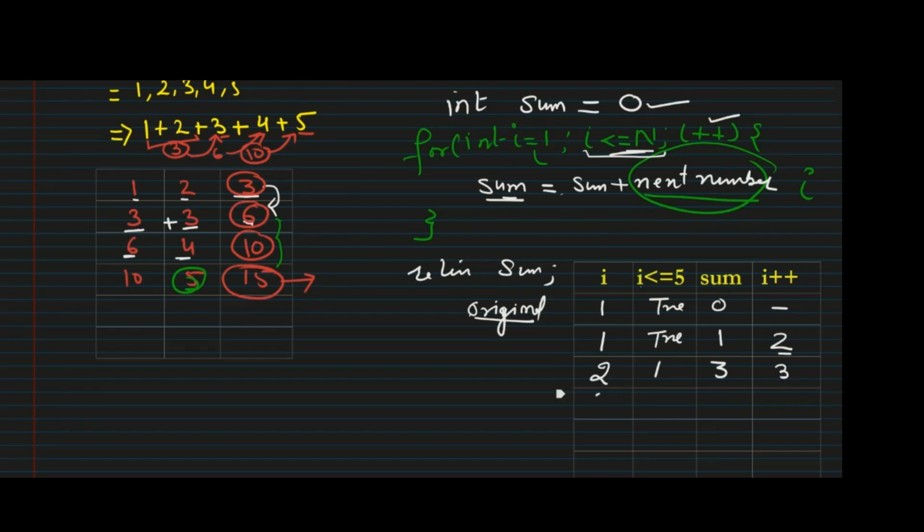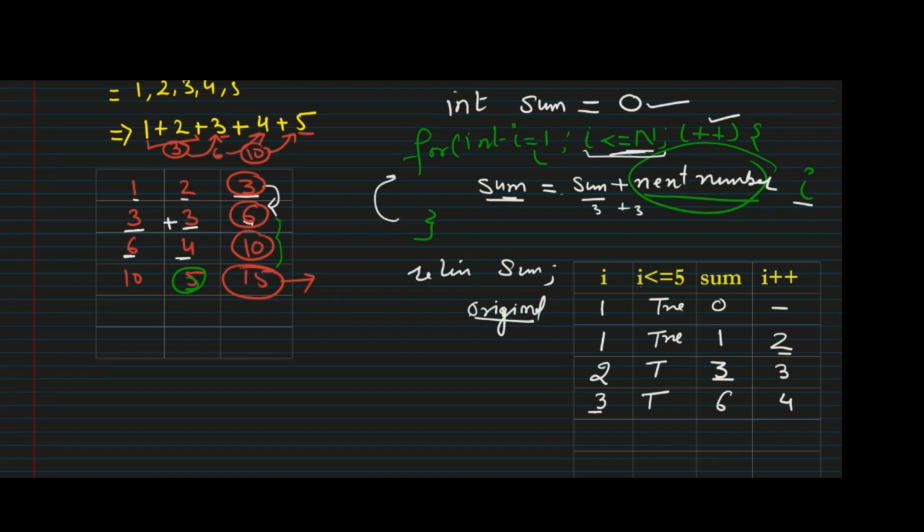So the next iteration will be the third iteration. Third iteration will give us 3 is less than or equal to 5. Yes, it will return true, and what will be the result? Result will be 3 plus the next number, which is I, which is 3, and the result of the previous step is 3. So 3 plus 3 will be equal to 6, and the iteration will move to 4.